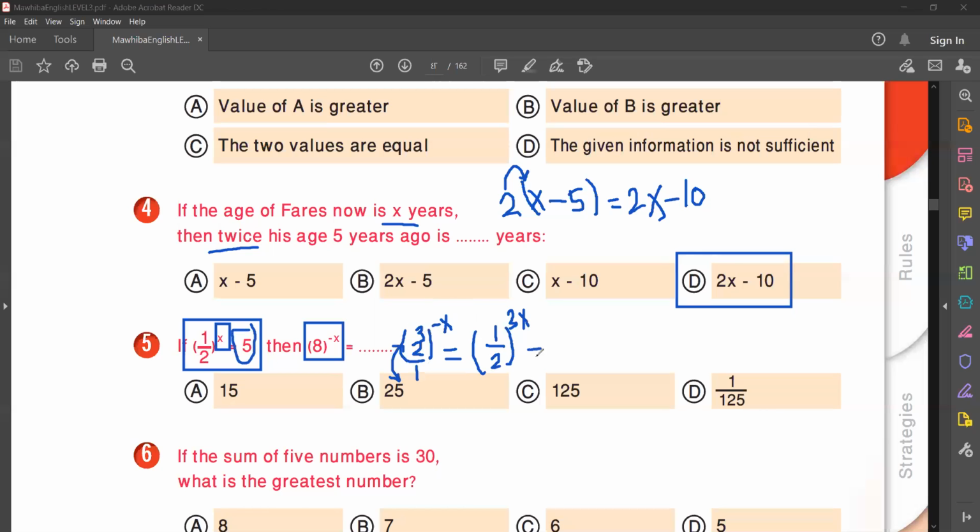Half to the power x, it is 5. So you here substitute, you put it 5 to the power 3. Because look here, half to the power x, it is 5. So I substituted half to the power x, it is 5 to the power 3. So the answer is 5 to the power 3. The answer is what? 125.